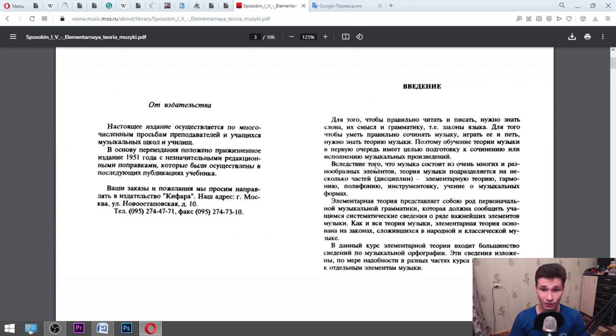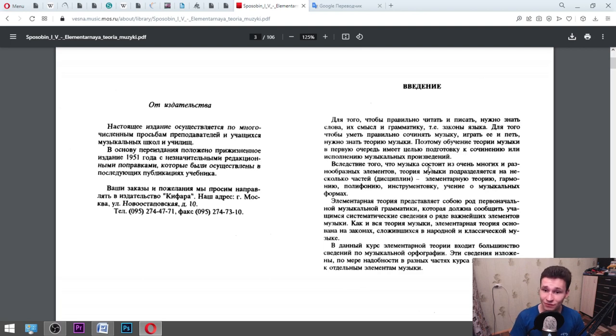Вследствие того, it means therefore, что музыка состоит из очень многих и разнообразных элементов. Теория музыки подразделяется на несколько частей, дисциплин: элементарную часть, гармонию, полифонию, инструментовку, учение о музыкальных формах. And let's translate it partly.